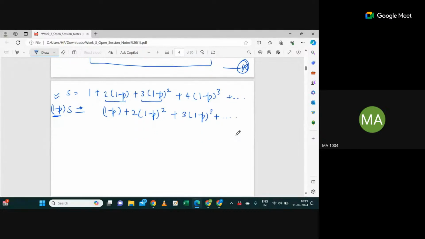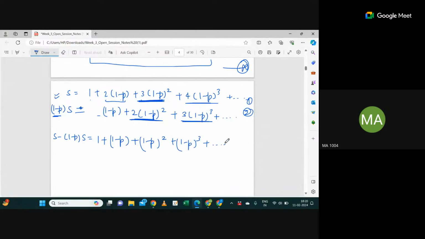Now, what I can do from here is simply subtract the equations. Can I do it or not? So if you subtract equation number 1 minus equation number 2, I will get S minus 1 minus p times S equal to 1 minus 0, that is 1, plus 2 times 1 minus p minus 1 minus p, that is 1 minus p, correct? And 3 times 1 minus p whole square minus 2 times 1 minus p square, I will get 1 minus p square. Yes or no? Yes, sir. 4 times 1 minus p cube minus 3 times 1 minus p cube, I will get 1 minus p whole cube, plus so on. Correct?